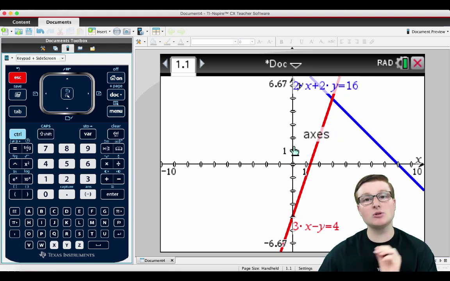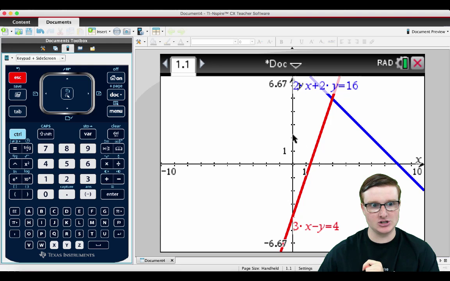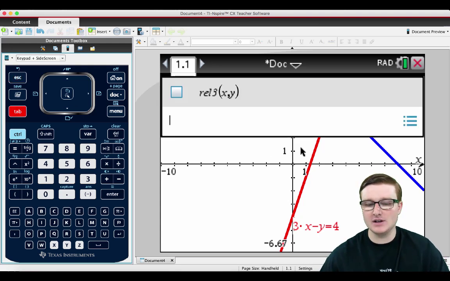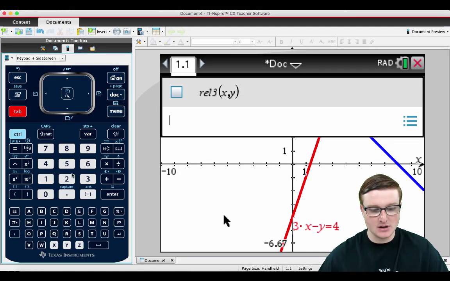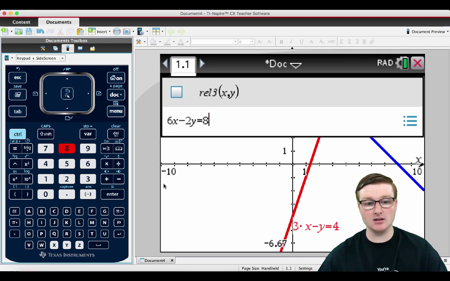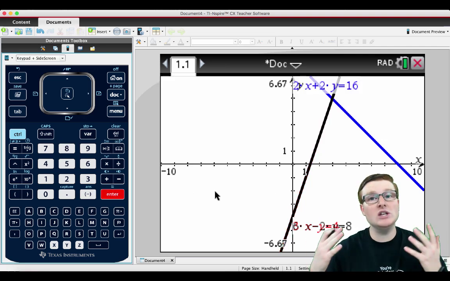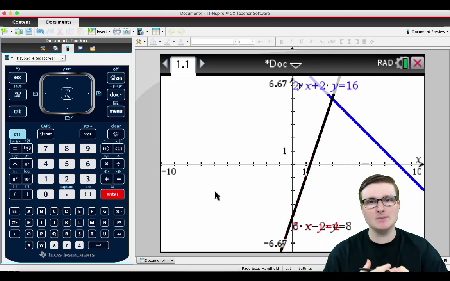Now, what I'm going to do is graph my answer and see if it matches up. There's no need to graph the first one, 2x plus 2y equals 16, because I already graphed it. I want to see if 6x minus 2y equals 8 is the same as the red line. And look at that, it is. So we know that it's going to produce the same solution set.